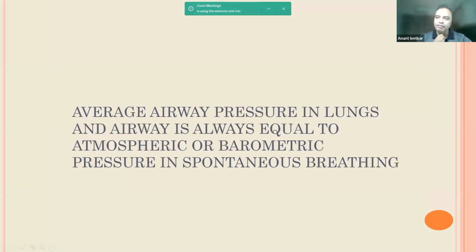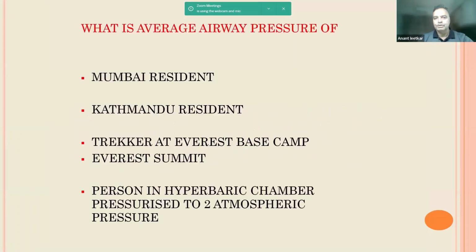Another concept is that the average airway pressure in our airways is the same as the atmospheric pressure. So as we go higher and higher up, our barometric pressure falls, so even our airway pressure goes on falling. In Mumbai, at sea level, we'll have an airway pressure of 760 mmHg. Kathmandu will have a proportionate drop. And as we go higher up, our airway pressure will go on reducing.